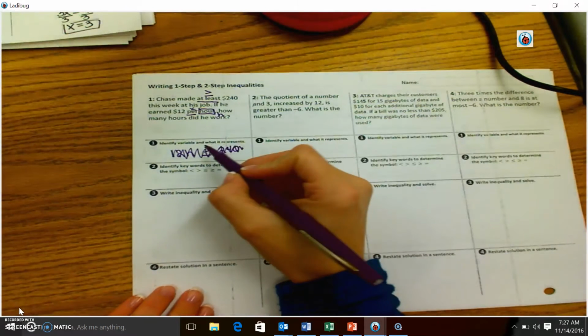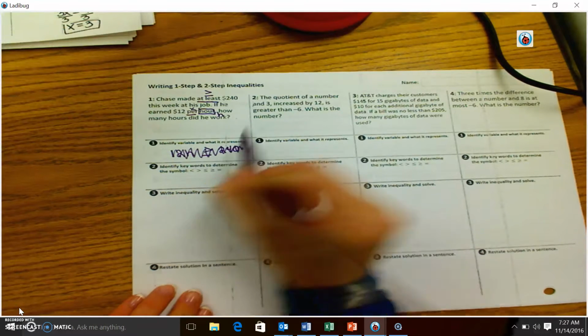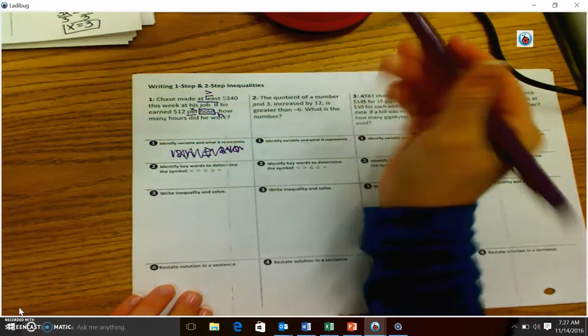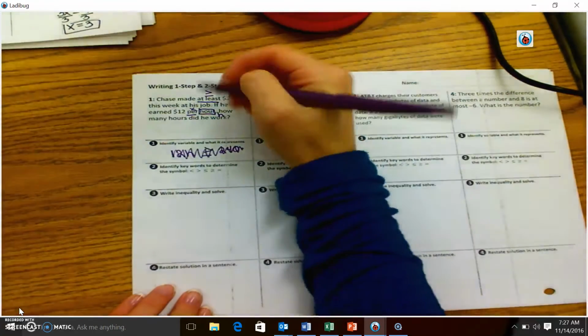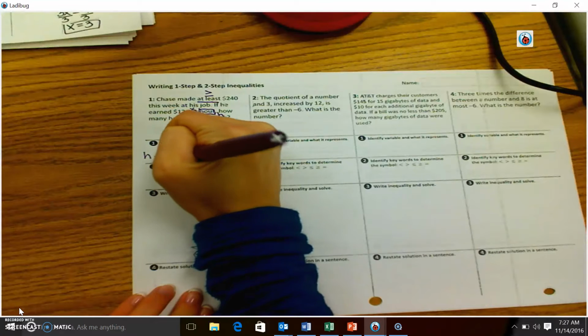So in the first box, it asks us to identify variables and what it represents. So what here is an unknown variable? Hour. So right here, H, which stands for hour.